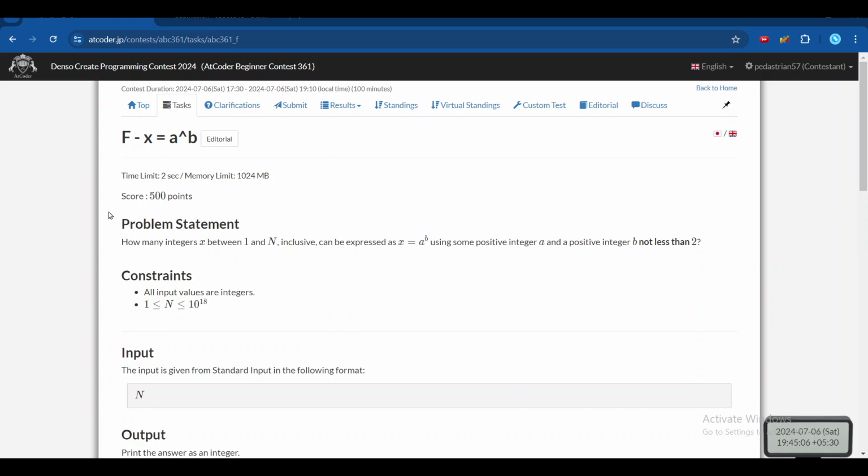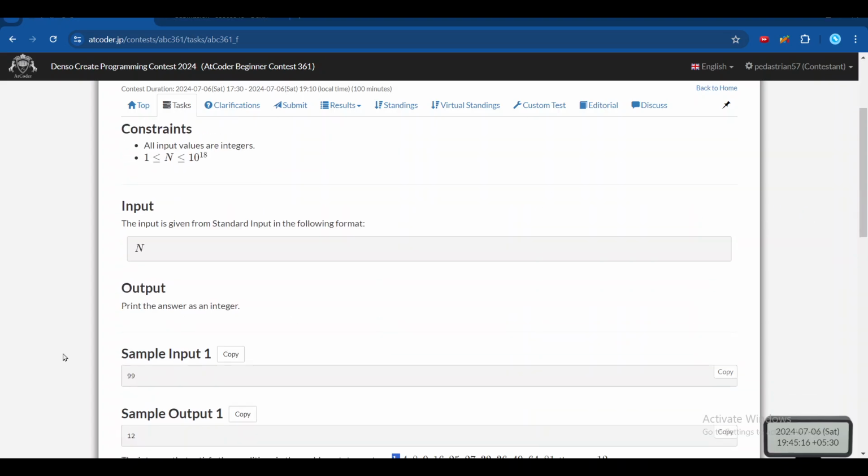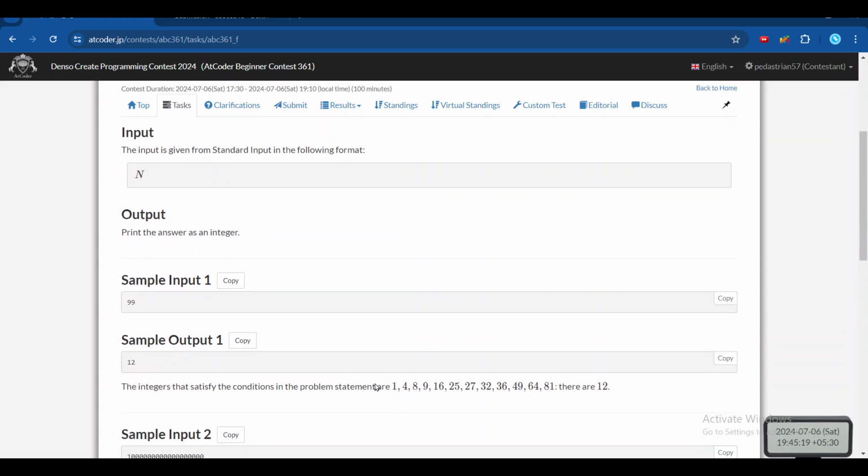We are given an integer n, and we have to find the number of integers x less than or equal to n, which can be expressed in this format a to the power b, where b is greater than or equal to 2. So let's take one example, 99. Here you can see there are 12 integers which can be expressed as a to the power b: 1, 4, 8, 9, 16, 25, like that.